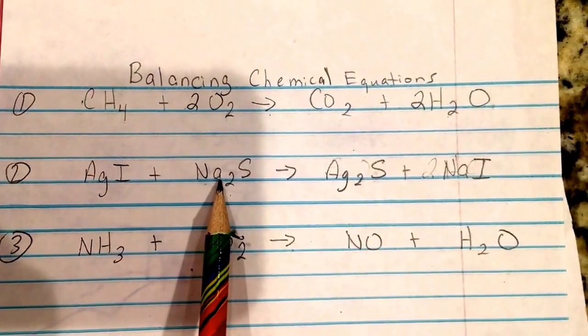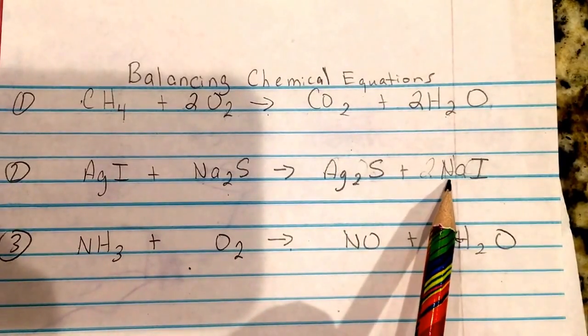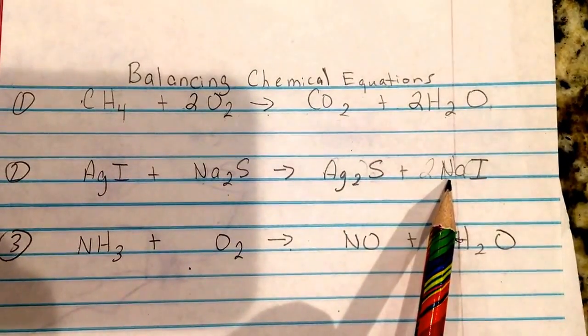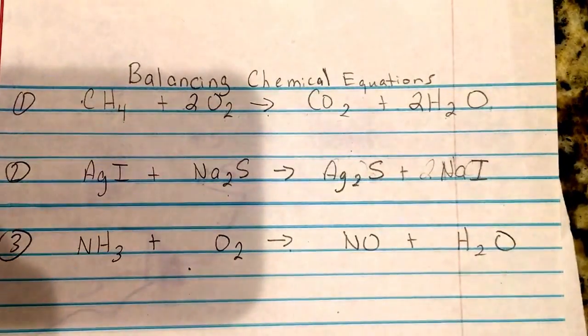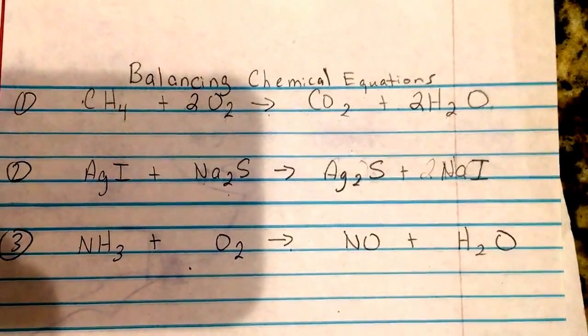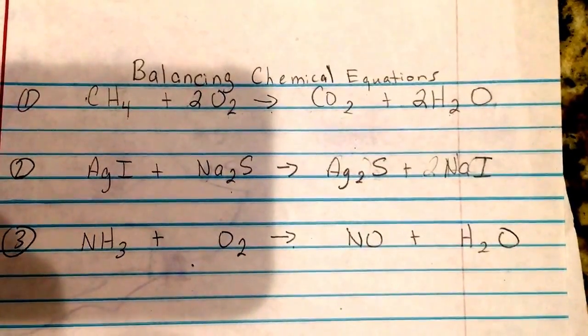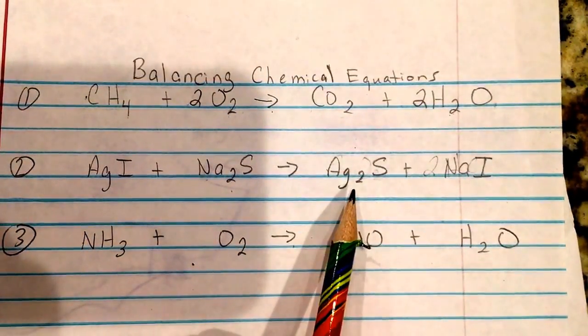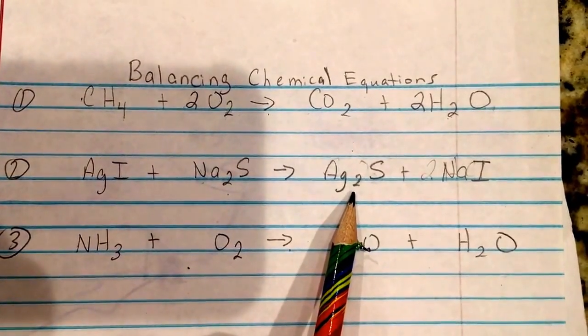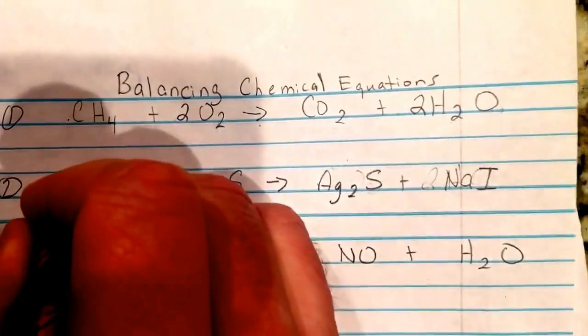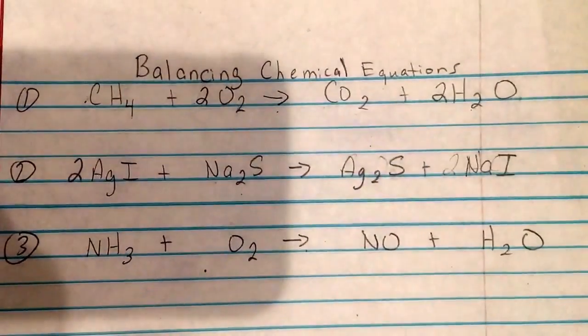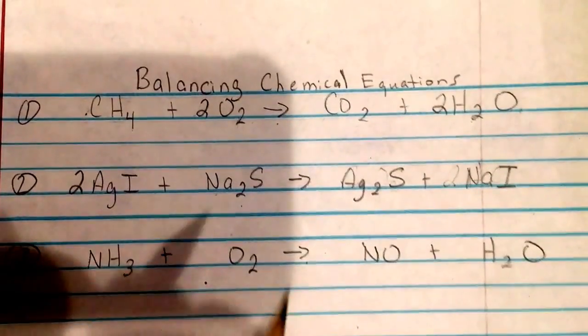I have 2 sodiums on this side, 1 on that side. That doesn't work. And I have 1 sulfur on this side and 1 sulfur on that side. So the sulfur matches up and the iodide matches up. Now, since I have 2 silvers on this side, what I want to do is just go put a 2 right here in front of that silver. And that fixes my silver problem.